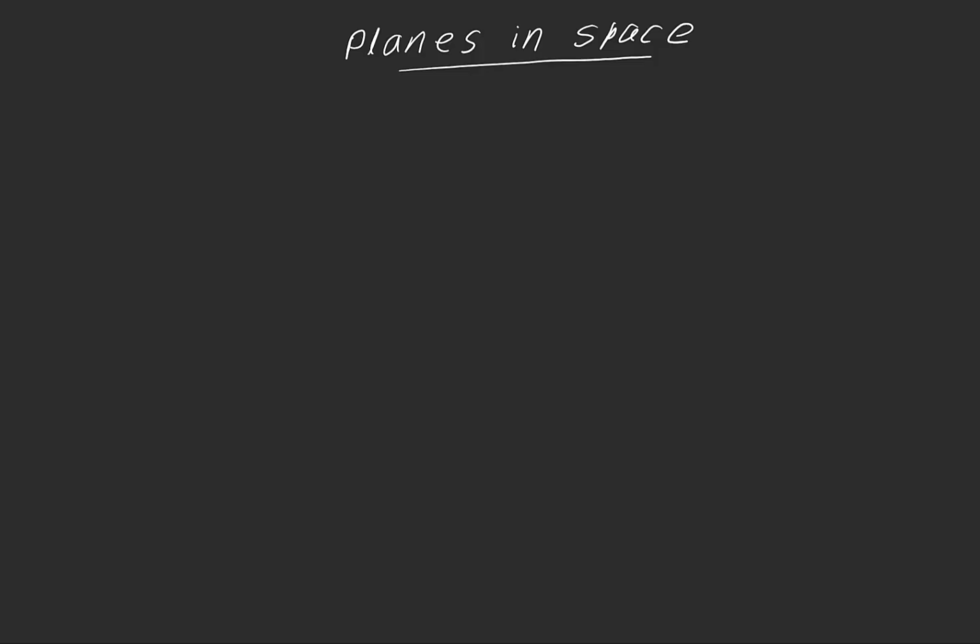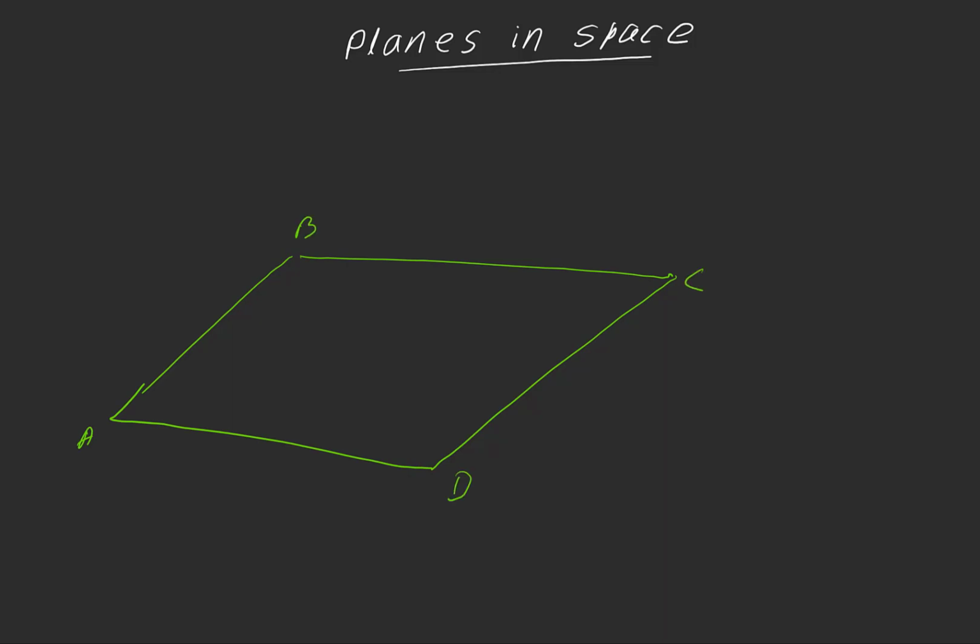This is my third video of section 11.5, Planes in Space. First, let me explain the normal vector of a plane. Suppose this is a plane ABCD. Then what is the normal vector of this plane? Yes, it is a vector perpendicular to this plane, right? So I use n. So that is the normal vector of this plane.